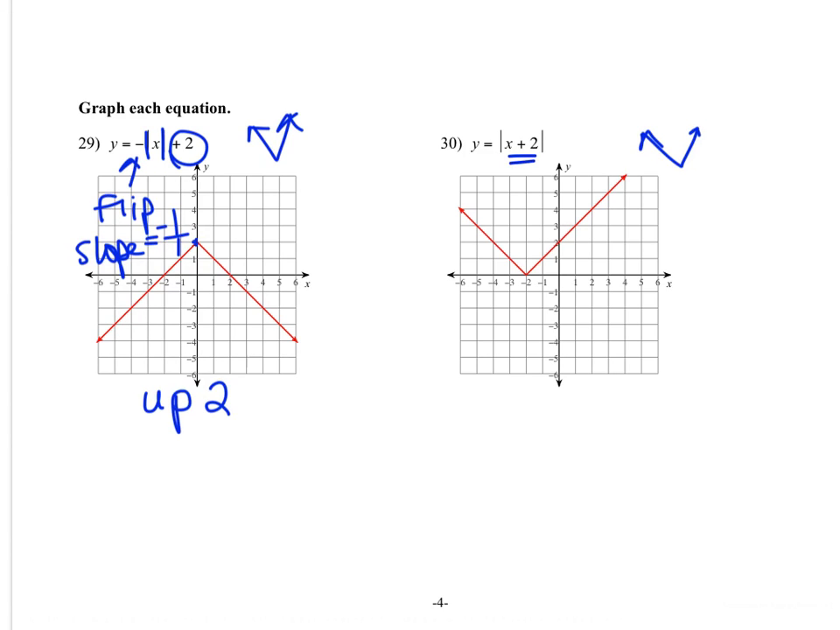On the inside, we move left and right. And then we want to think opposite. So +2 really is going to move us left 2. And because there's no slope out here at the front, the slope is just 1. So we moved left 2. And then we did up 1/1. And the same thing in the other direction, so that I end up with a V shape right here.